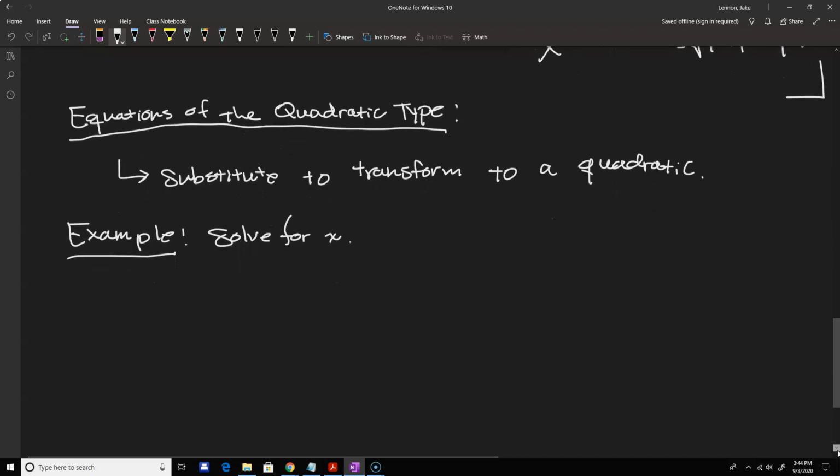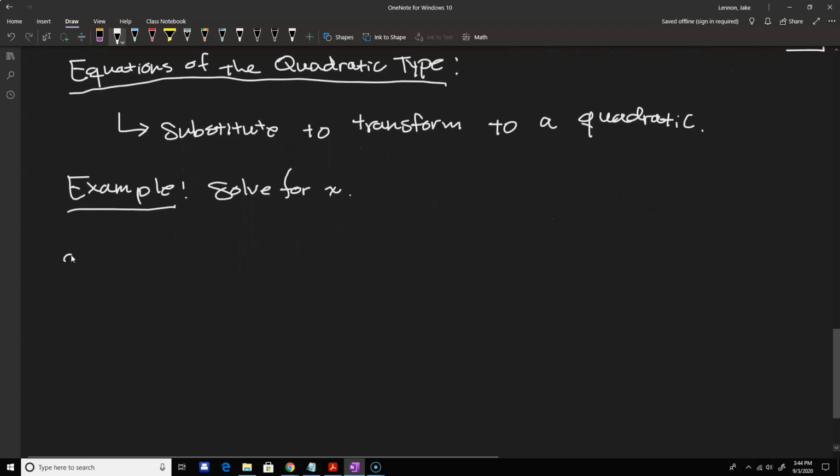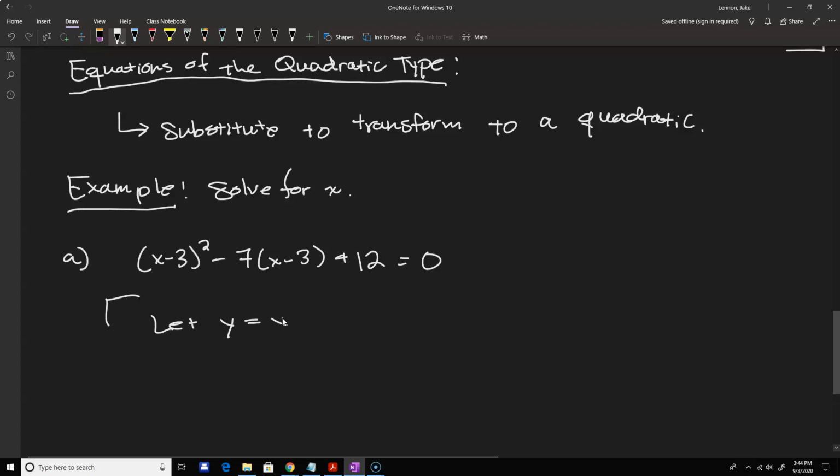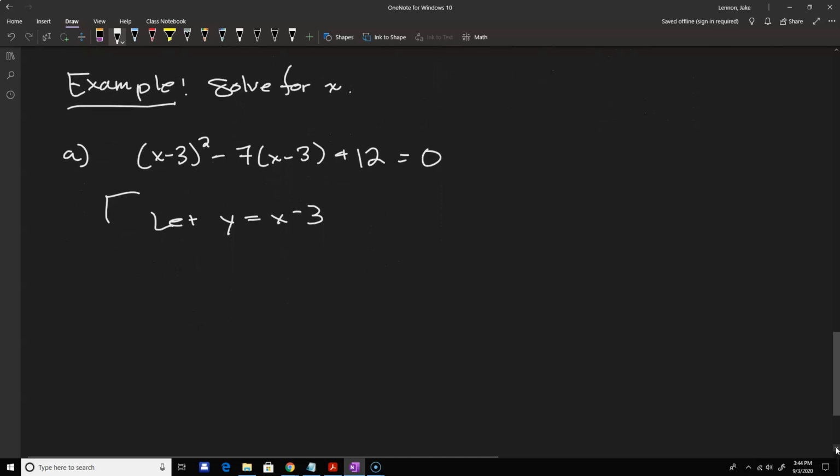So the first one, let's say A, we have (x minus 3) squared minus 7 times (x minus 3) plus 12 equals 0. To solve this one, let's let y equal the parenthetical quantity x minus 3. If we do that, this becomes a quadratic equation. So it just becomes the equation y squared minus 7y plus 12 equals 0.